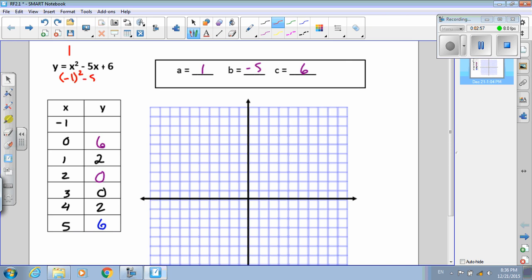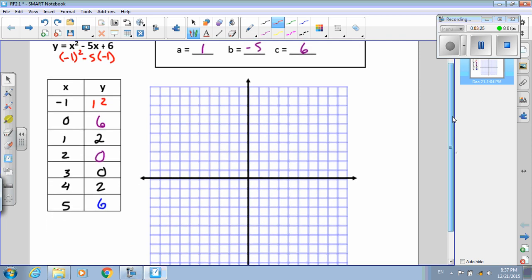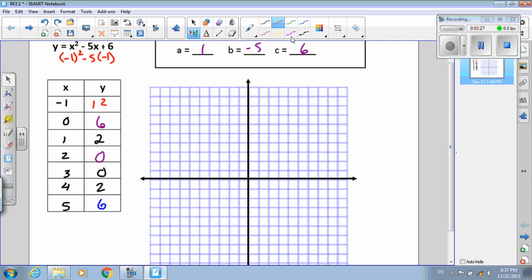Same idea here. Negative 5 times negative 1, because when you're substituting, remember, you're multiplying by the coefficient of the variable. So negative 5 times negative 1 is plus 5, and then plus 6. So that would give me 6 plus 6, 12. So be very careful. Now I have all my table filled out. I will take this information and then graph it and see what type of representation I'm going to get.